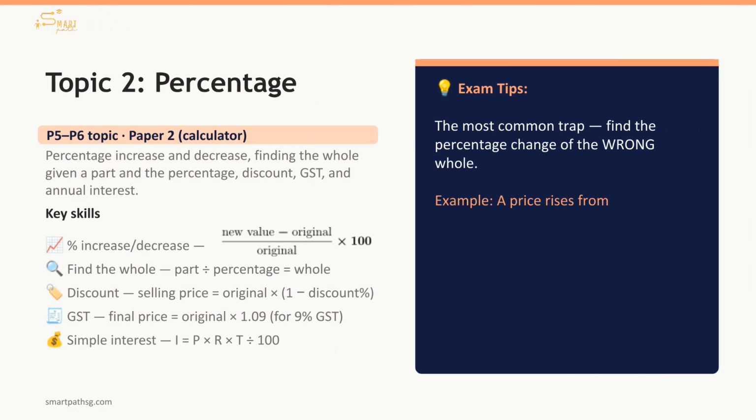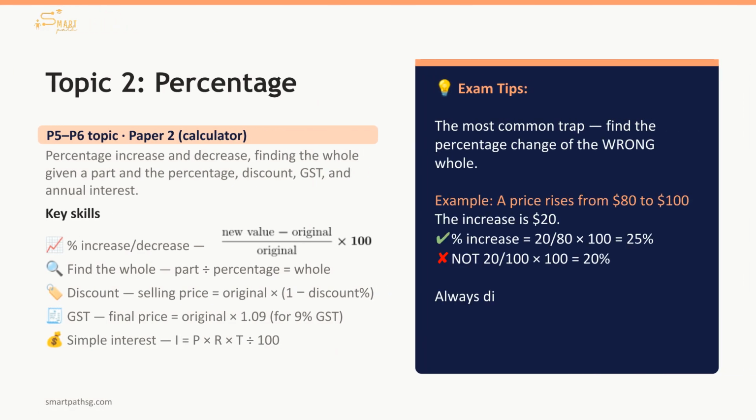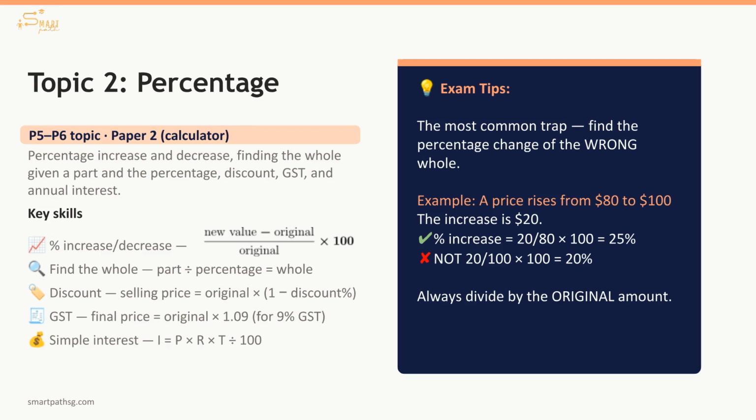Percentage is exclusive to Paper 2, so a calculator is allowed, but you still need to set up the calculation correctly. The most common error is dividing by the new value instead of the original when calculating percentage change.